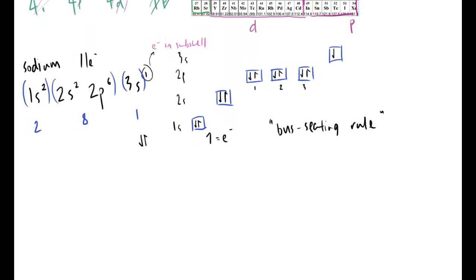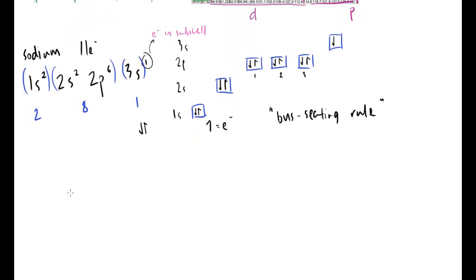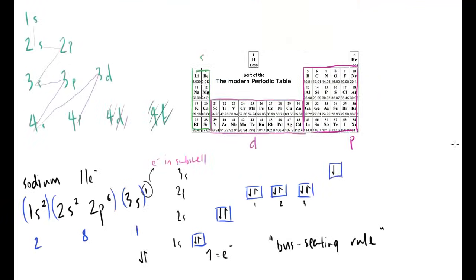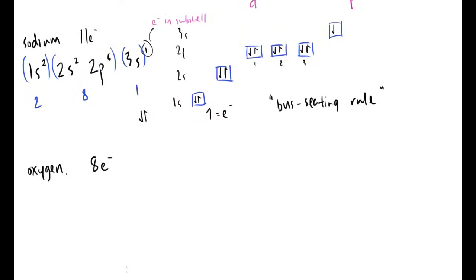Do another couple of examples. We'll do oxygen. And I've chosen oxygen for a reason. Oxygen, it has 8 electrons. You can see that up here. Oxygen, 8 protons, 8 electrons.